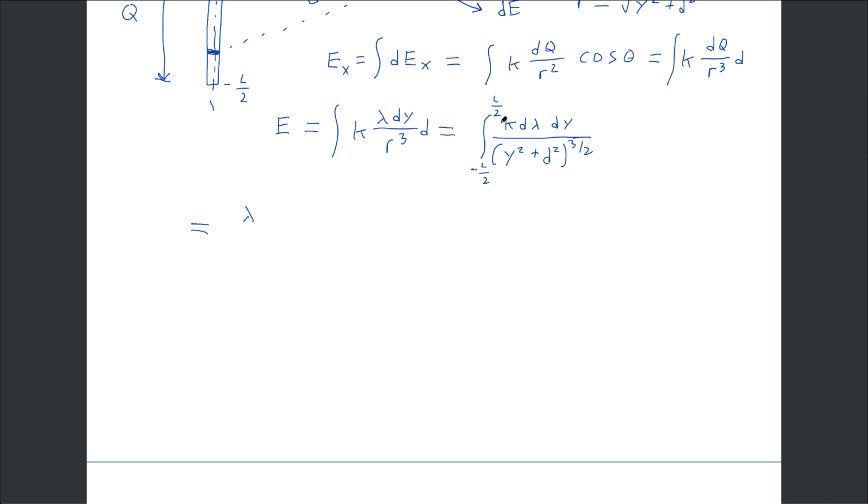I'm going to start to write k. When we start to write k as 1 over 4 pi epsilon naught, I'm going to put that under here. Lambda divided by 4 pi epsilon naught. So that's our k. 1 over 4 pi epsilon naught is k.